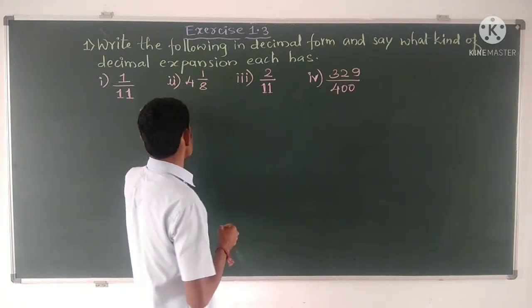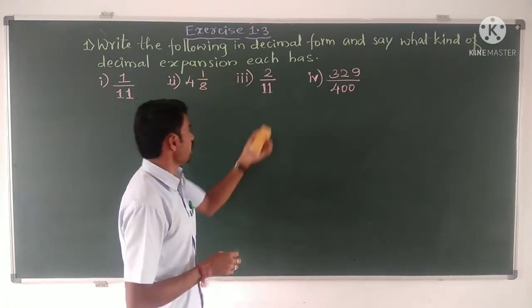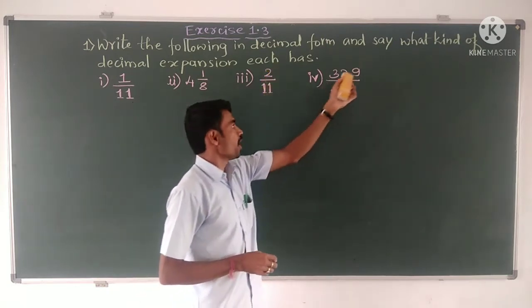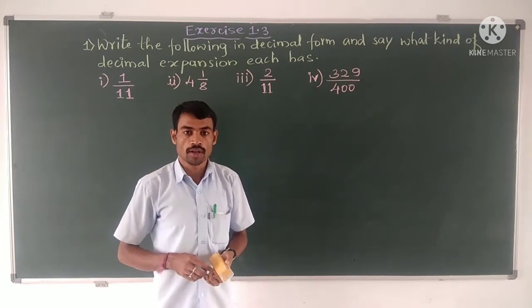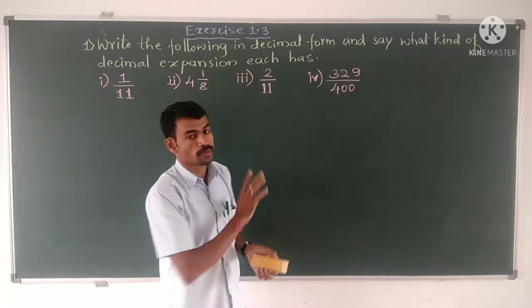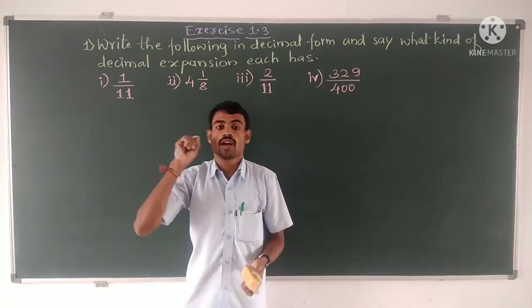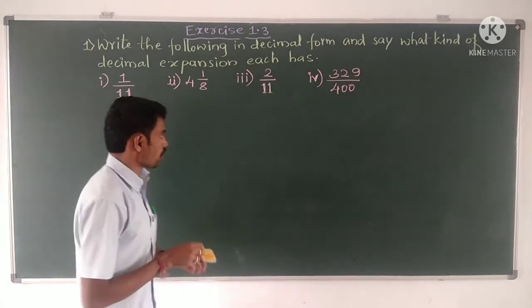The first rational number is 1 by 11. The second one is 4 integer 1 by 8. The third is 2 by 11, and the fourth one is 329 divided by 400. We have to check what type of decimal expansion each rational number has. So shall we solve? Okay.